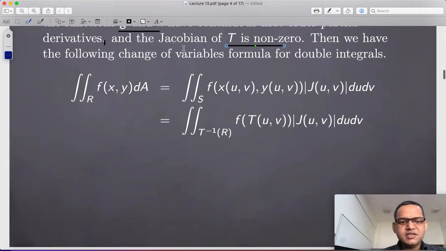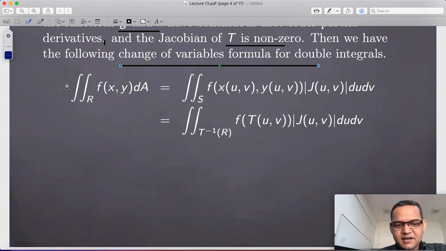Okay, so the change of variable formula for double integrals looks like this. We were given this integral to evaluate, and we consider this change of variable, x as a function of u and v, and y as a function of u and v. So we perform this transformation. The new domain becomes S, and the function is now a function of u and v, and you have the modulus of the Jacobian, that is, the modulus of that determinant.